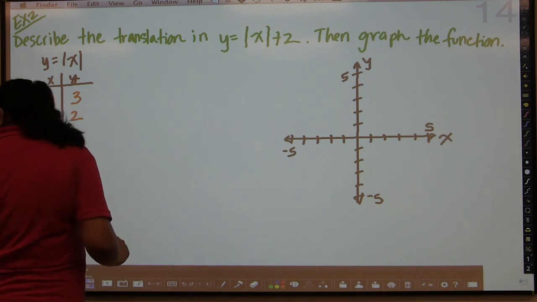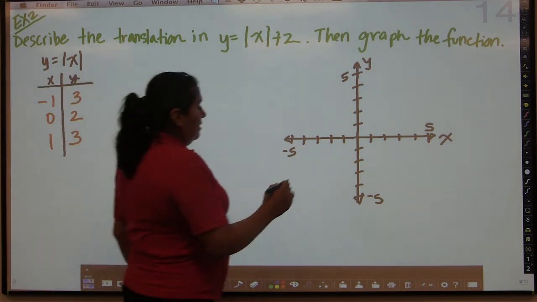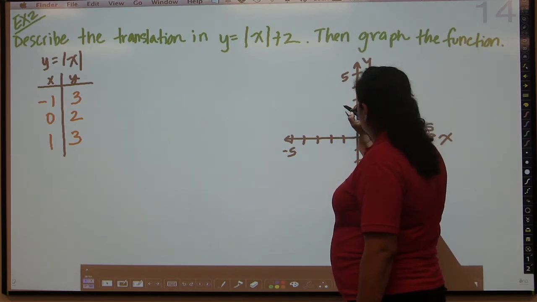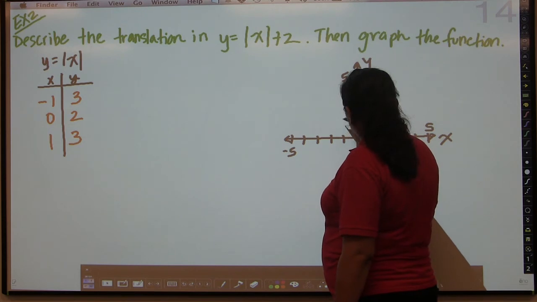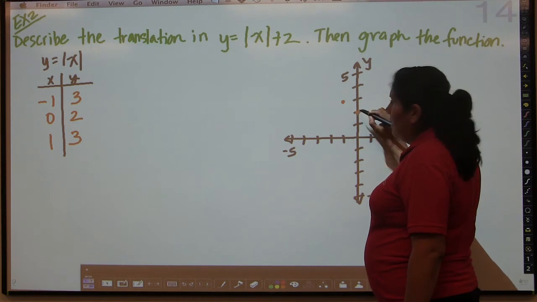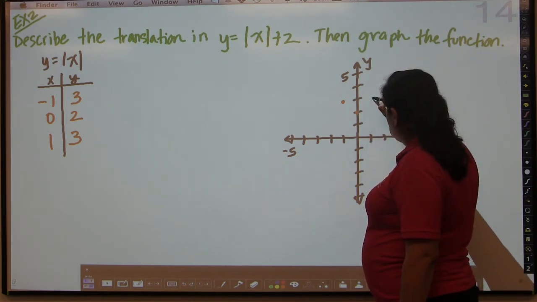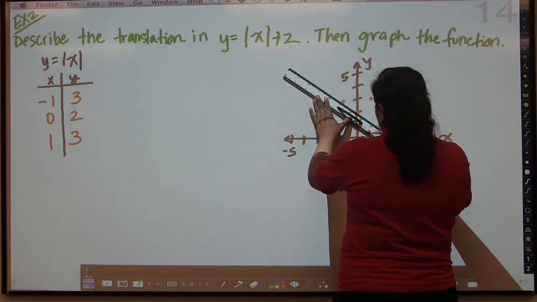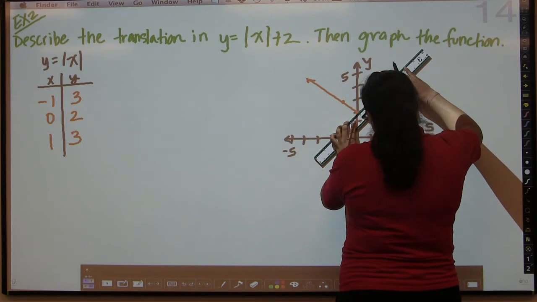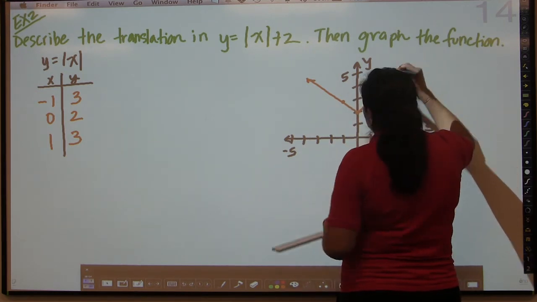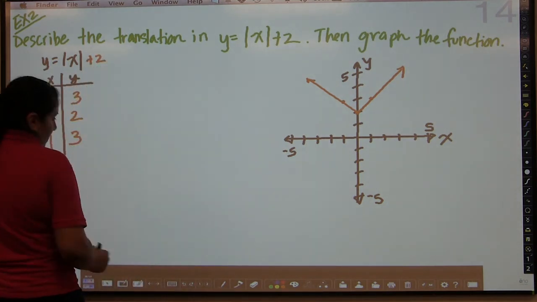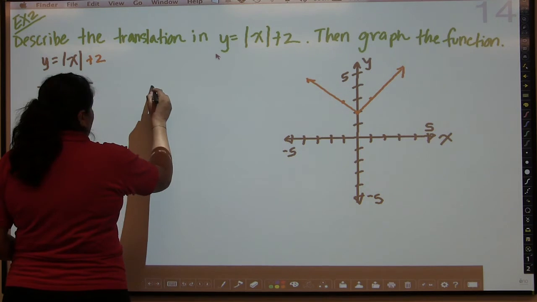So when I graph this function, it's going to look like negative 1, 3, 0, 2, and 1, 3. I am so sorry. I'm saying I'm sorry because I actually did not graph y equals absolute value of x. When I plugged in the values, I plugged them into this. So what I'm graphing here is y equals absolute value of x plus 2. That's not what I wanted to do, but I'm going to now graph it over here.